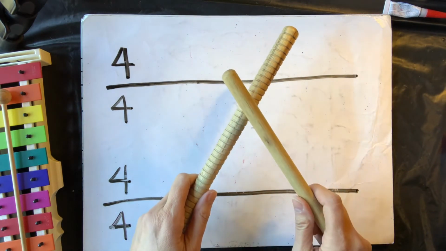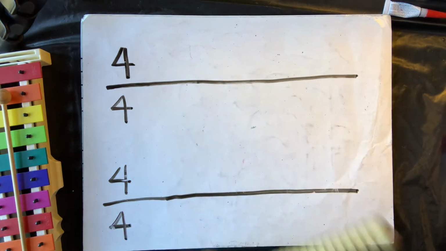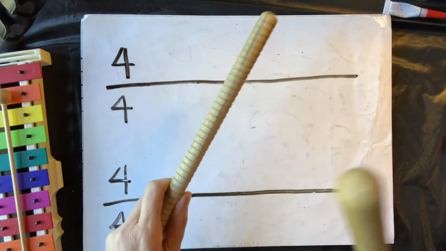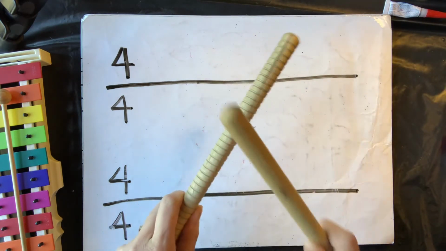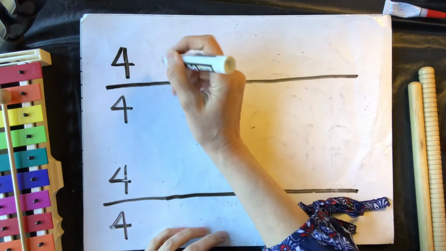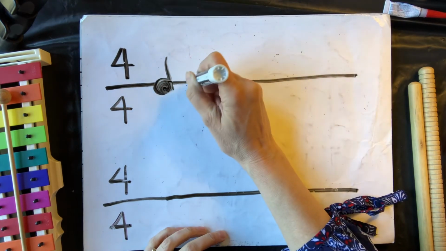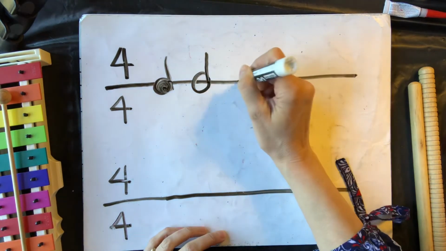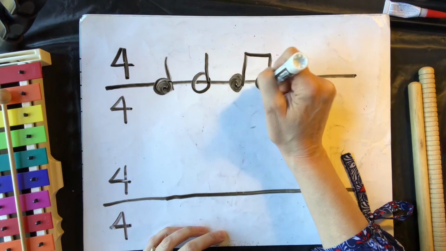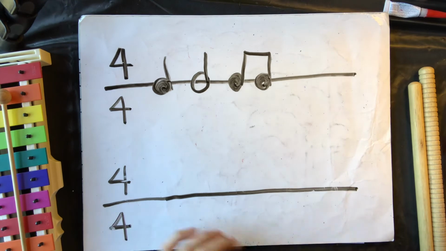So here we go. Number 1. 1, 2, 3, 4. Okay, again. 1, 2, 3, 4. What you should have recorded was ta, ta, ti. Ta, ta, ti. Okay? Let's do number 2.